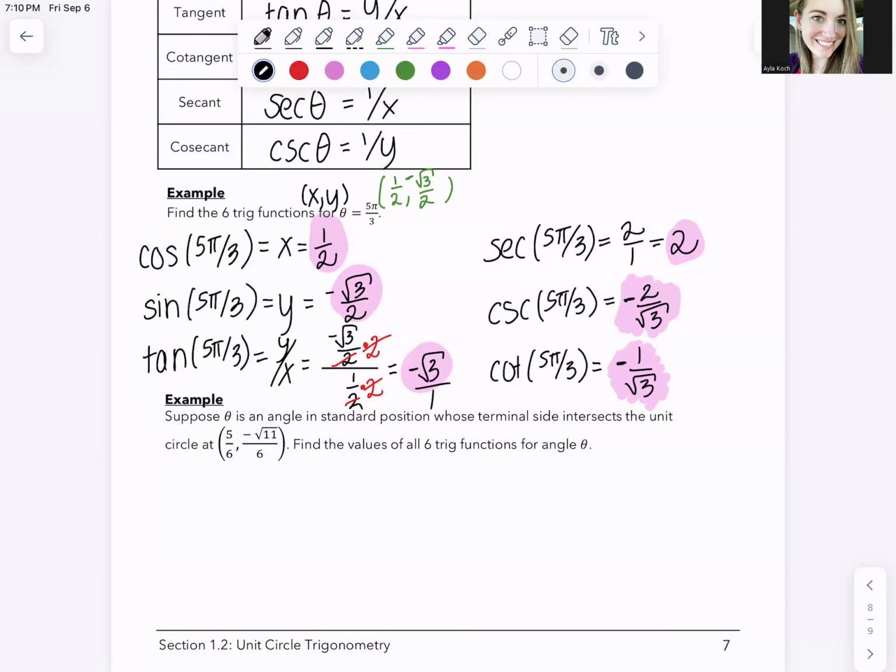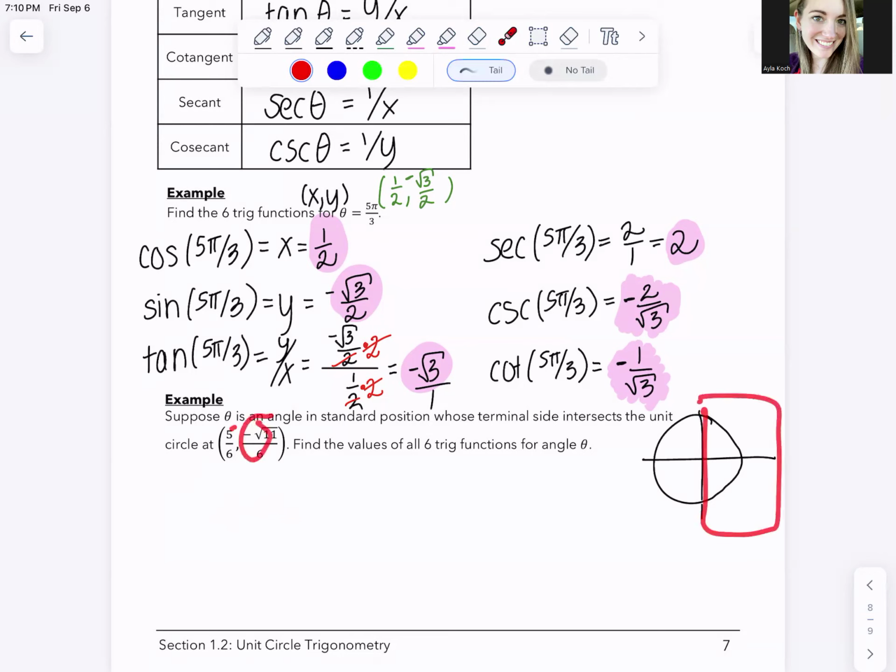So a quick picture of what's happening here. Here's the unit circle. We have a positive x value, so somewhere over here, right? And then a negative y value, so that means it has to be in this guy right here, quadrant 4. So I don't need to draw an exact picture of this. I can simply just say, I know it's in here. I just want to draw a quick picture so that you have an idea of what's happening. This is the point 5 over 6 comma negative root 11 over 6.